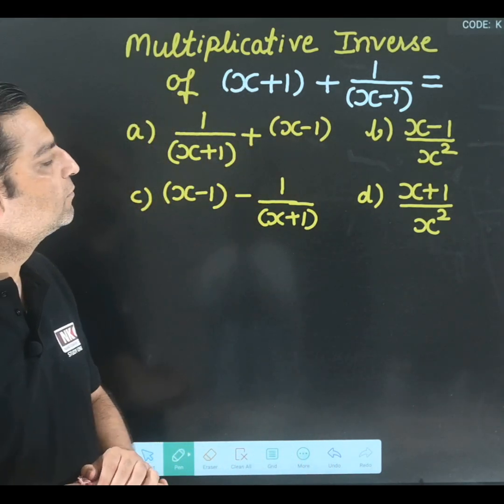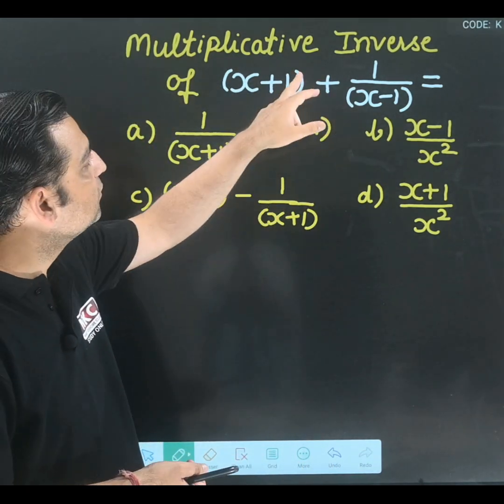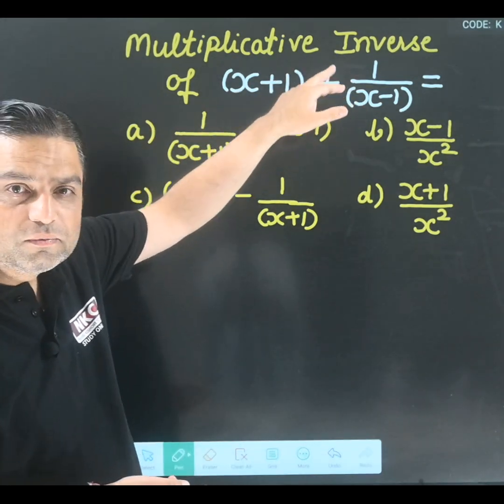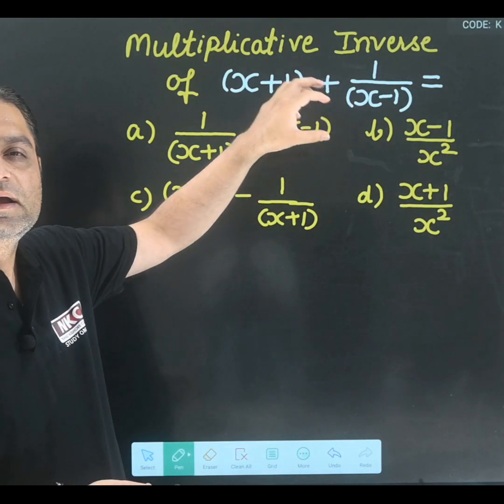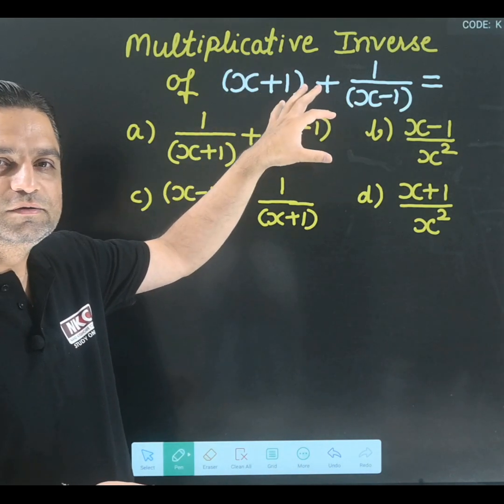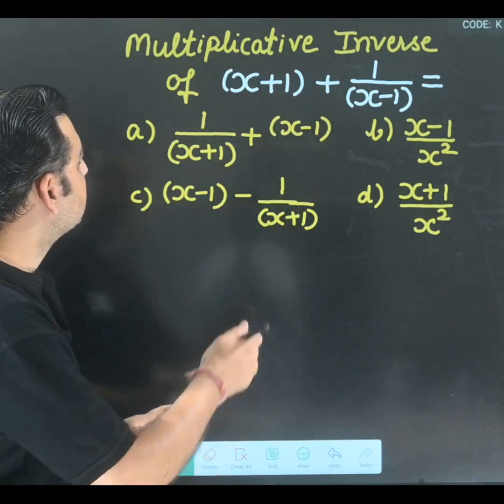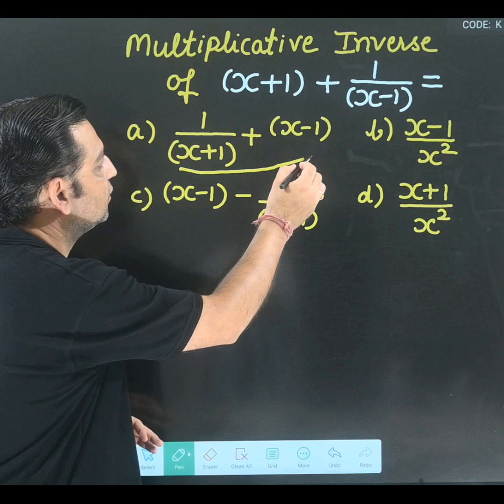Please read the statement. We need to find the multiplicative inverse of x plus 1 plus 1 upon x minus 1. And usually, directly looking at the question, 99% of students give option A as the answer. You please check it. They give this answer.